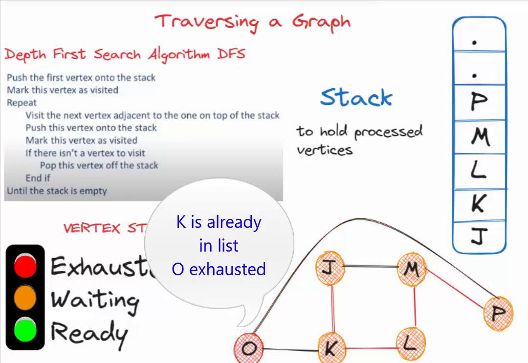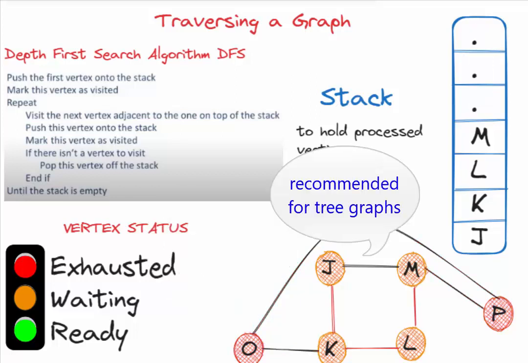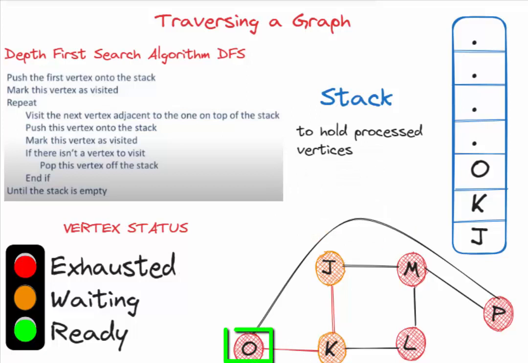The DFS algorithm is recommended where there are no cycles. That's why it's known as a tree search. By example, if the data we are looking for is in here, then it only will be located at the end of the process, slowing down the performance.